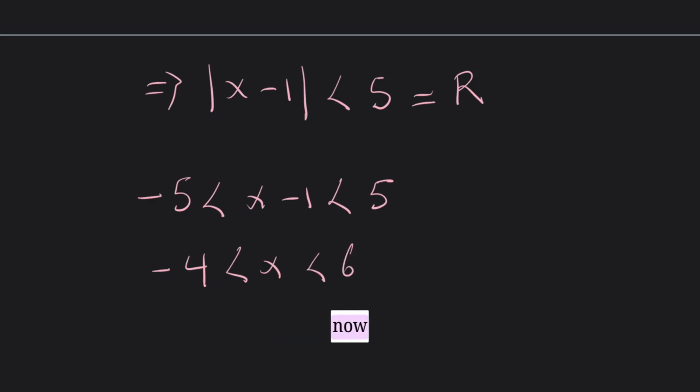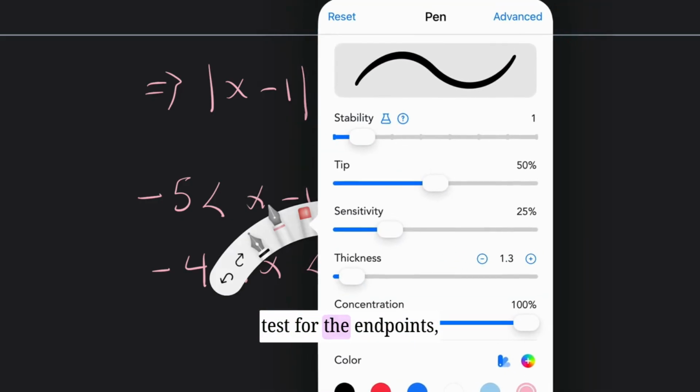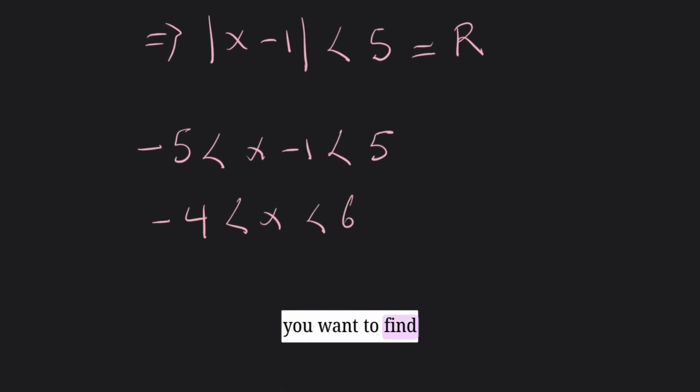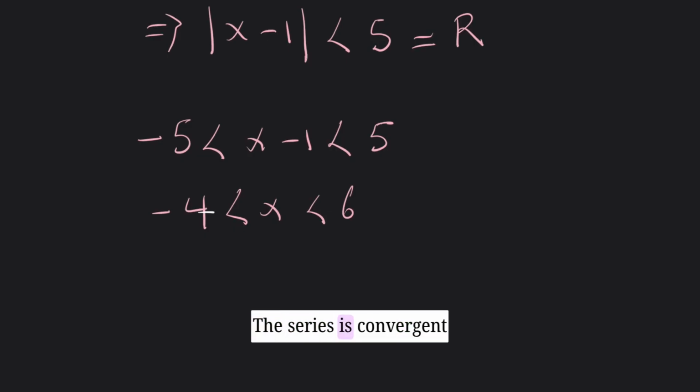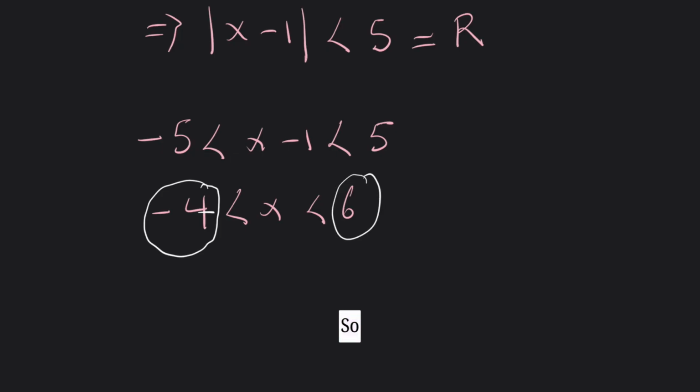Now what it means to test for the endpoints is that you want to find out whether the series is convergent when x is negative 4 and when x is positive 6. So let us go ahead and do that.